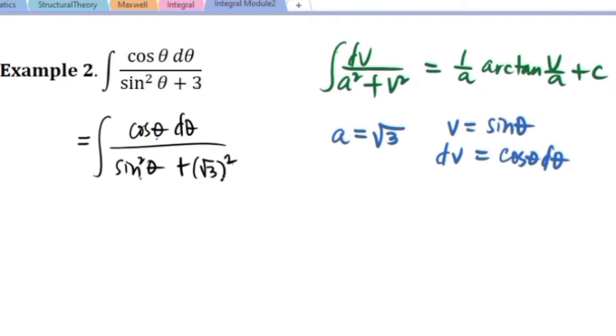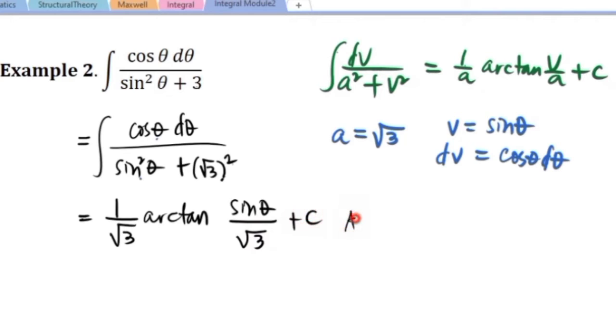So, therefore, we can now apply the formula 1 over a arctangent of v over a. So we have 1 over a. So 1, your a is square root of 3. Arctangent of v, so your v is sine of theta over a, that is square root of 3 plus c, and this is your answer.